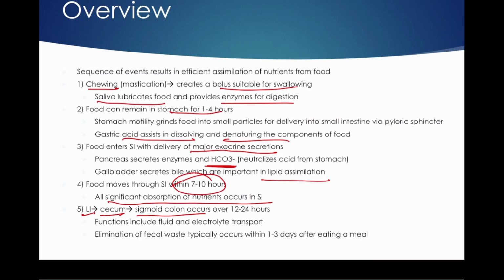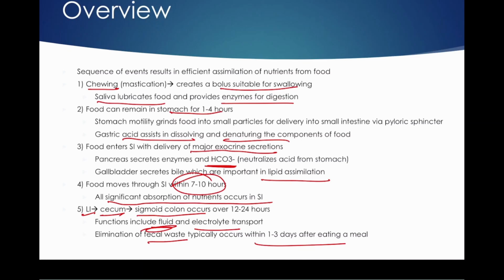Functions of the large intestine are mainly fluid and electrolytes. A lot of the fluid absorption, or even reabsorption, of water happens in the large intestine, which is why a lot of the diarrhea stuff happens with the large intestine. Transit time through that, if it goes too fast, you get diarrhea. Too slow, you're constantly absorbing water, and that feces gets very hard because you're extracting all the water out of it, and you get constipation. So elimination of fecal waste occurs about 1 to 3 days after eating a meal.